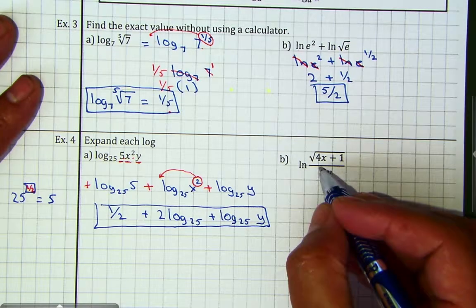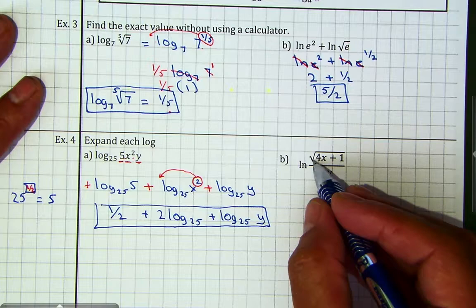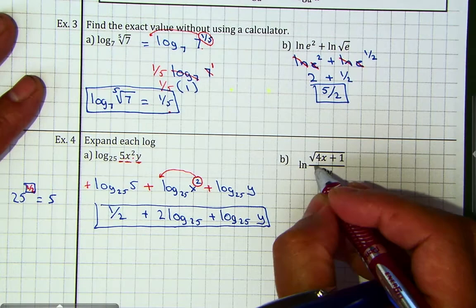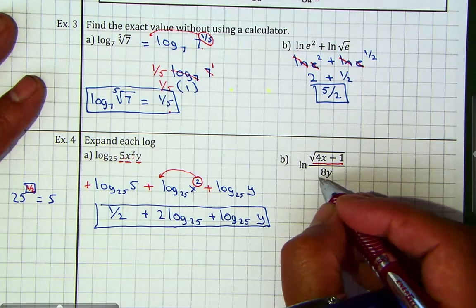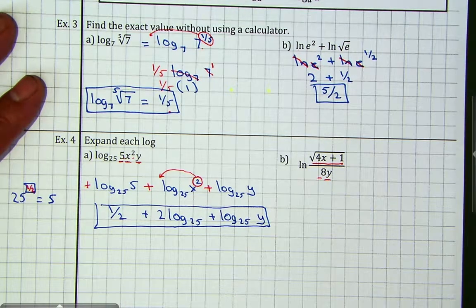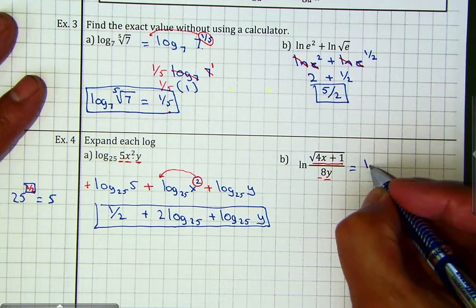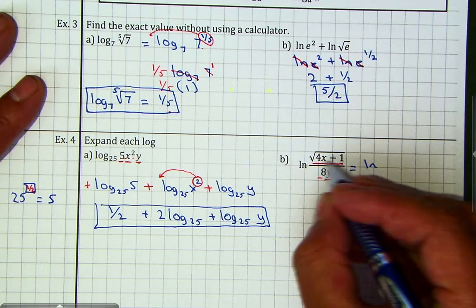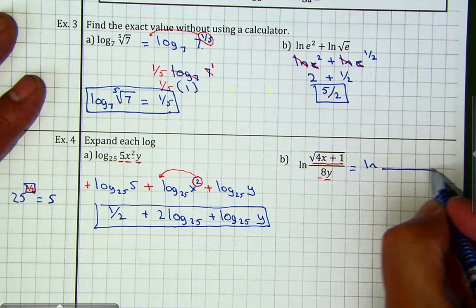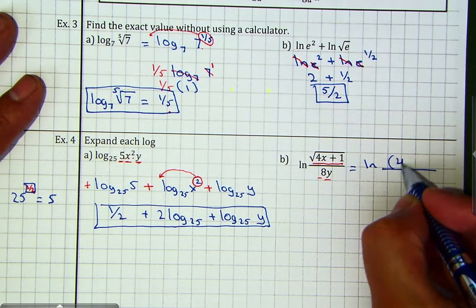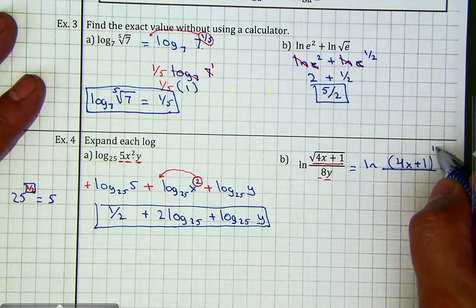So in this case, we have 1, 2, 3, but in this case, 1, 2, 3. The 4x plus 1 is part of the square root, so we're going to treat that as one component. You have the 8 and the y. So first I'm going to simplify this as the natural log. I'm going to rewrite this, instead of a radical as a square root, as an exponent. So it'll be 1/2.